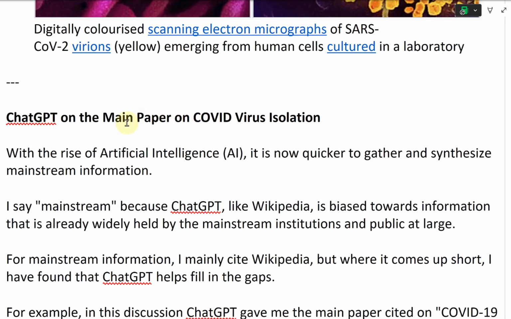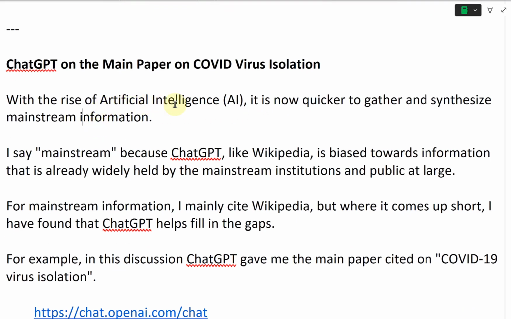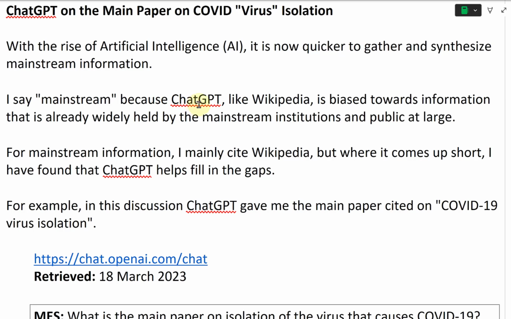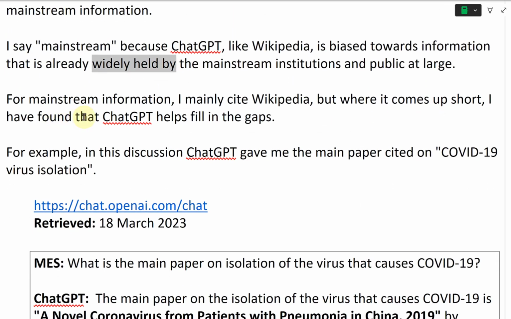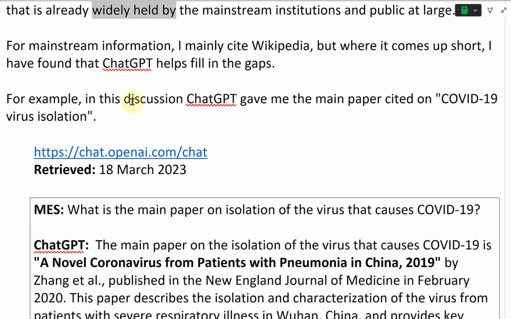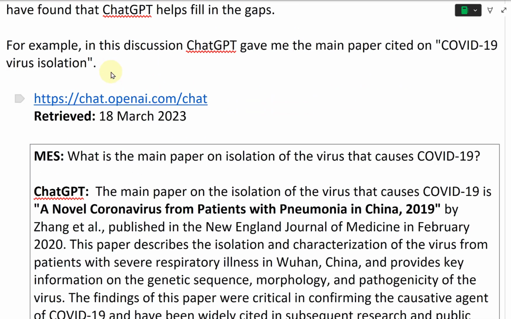All right, let's continue further, and now we're going to look at ChatGPT, which is a pretty amazing tool, actually. It has some flaws, but it's new, and it's very good at gathering mainstream information. So, ChatGPT on the main paper on COVID virus isolation. With the rise of artificial intelligence, or "AI," and I put this in quotations just to be more neutral, because this video is about analyzing the claim that there is even a virus there, it is now quicker to gather and synthesize mainstream information. I say "mainstream" because ChatGPT, like Wikipedia, is biased towards information that is already widely held by mainstream institutions and the public at large. For mainstream information, I mainly cite Wikipedia, but where it comes up short, I have found that ChatGPT helps fill in the gaps. For example, in this discussion, ChatGPT gave me the main paper cited on COVID-19 virus isolation.